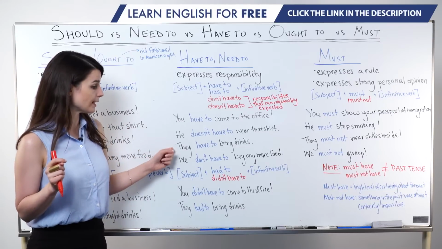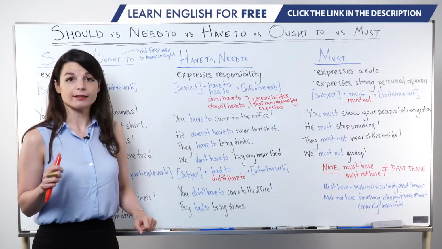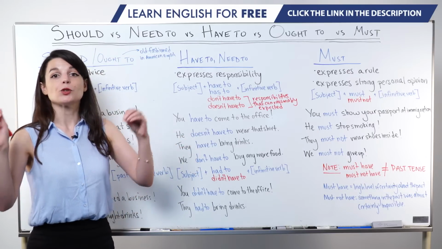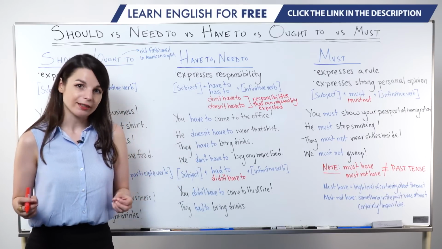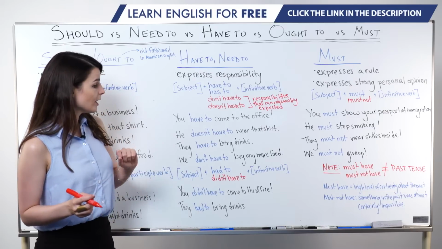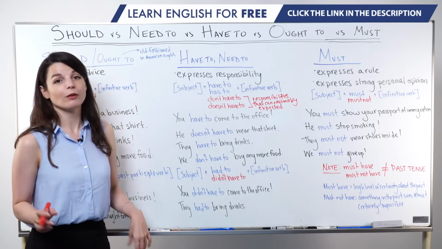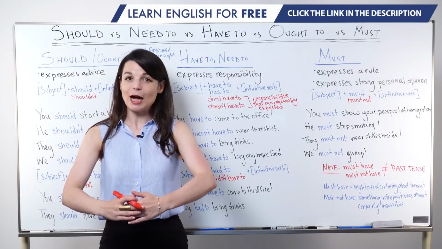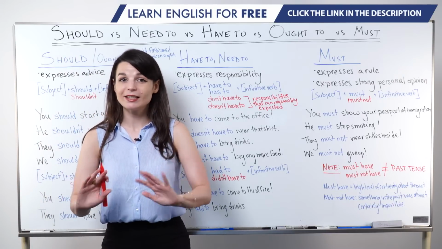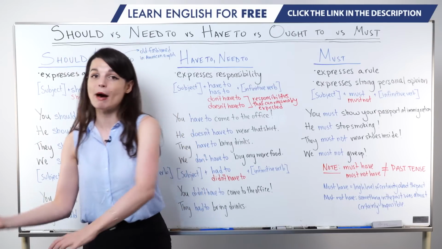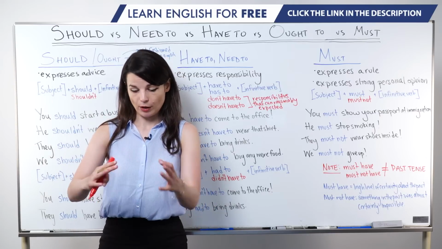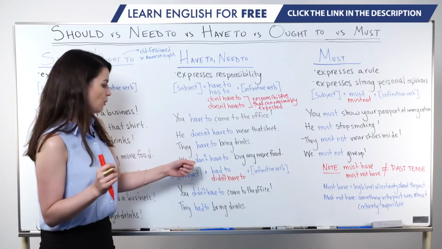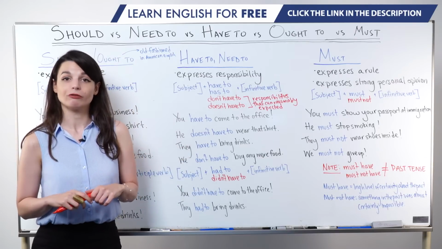The next example sentence, they have to bring drinks. So their responsibility is to bring drinks. Finally, we don't have to buy any more food. So that means we bought some food, and now we don't have any responsibility. There's no responsibility to buy more food. So we already bought some. We do not have a responsibility to buy more. So we say we don't have to buy any more food.